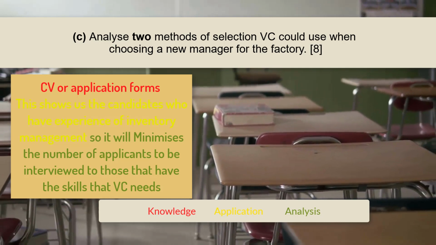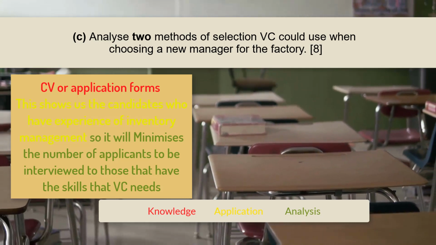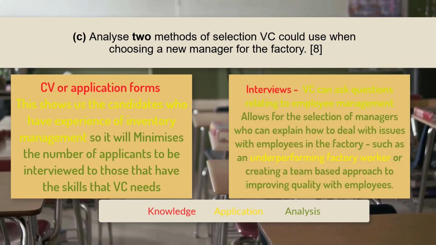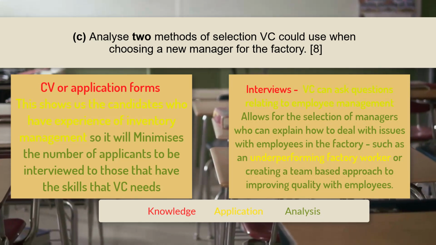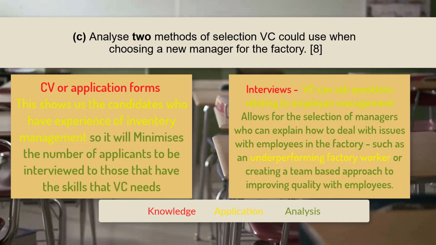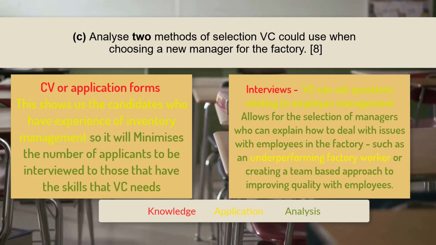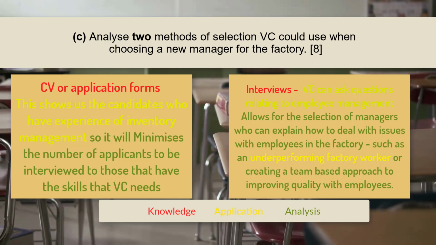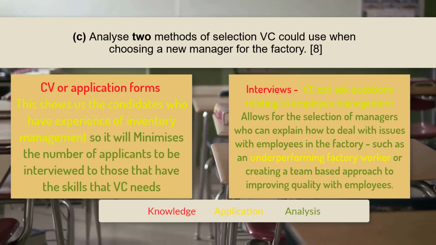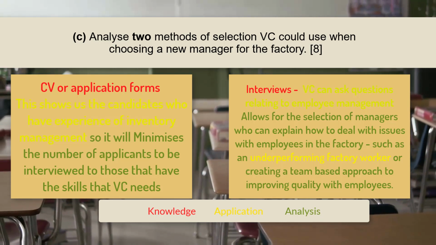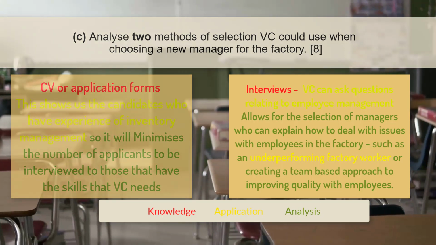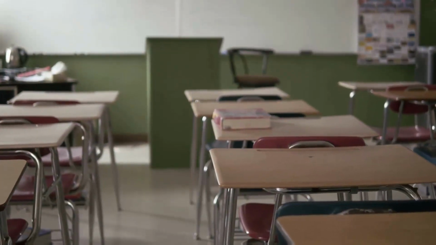The second example is for interviews. In the interviews, VC can ask questions relating to employee management. This allows for the selection of managers who can explain how to deal with issues with employees in the vegetable canning factory, such as underperforming factory workers or creating a team-based approach to improving quality within the factory and within employee groups. And that's it for analysis questions. There's no need for a conclusion.